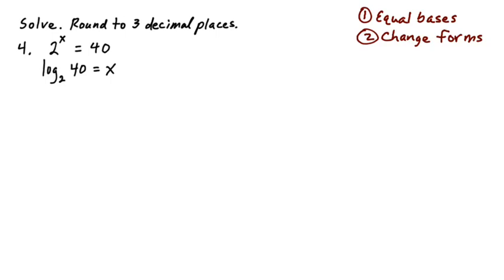And then this is not a base 10 log, it's not a common log, and it's not a base e log or a natural log. And so we're going to want to use the change of base formula to simplify this. This is the log of 40 over the log of 2. I think of it as the log of the higher number over the log of the lower number.